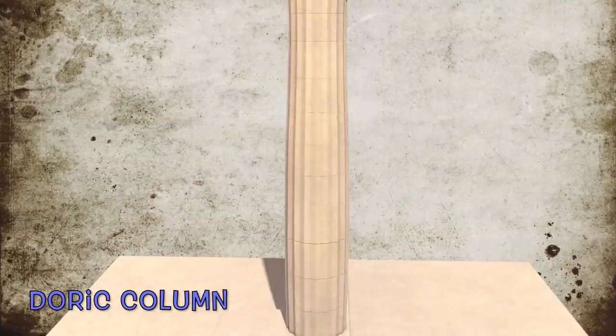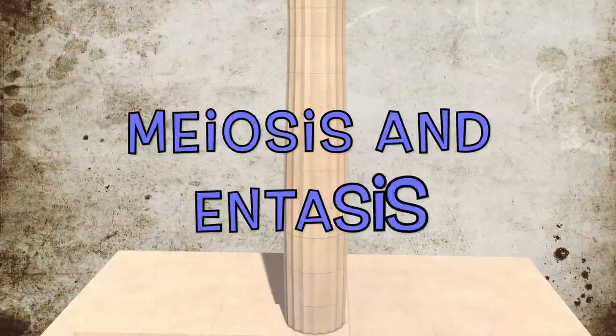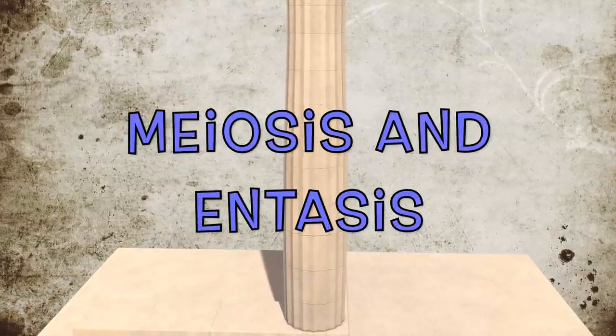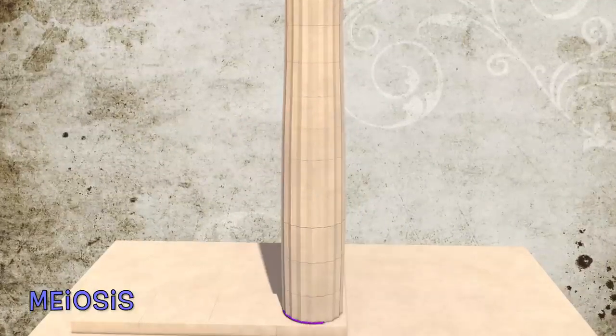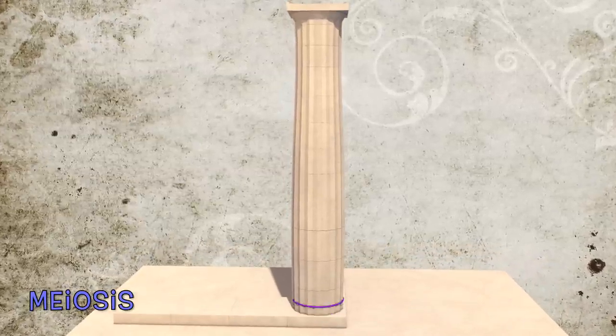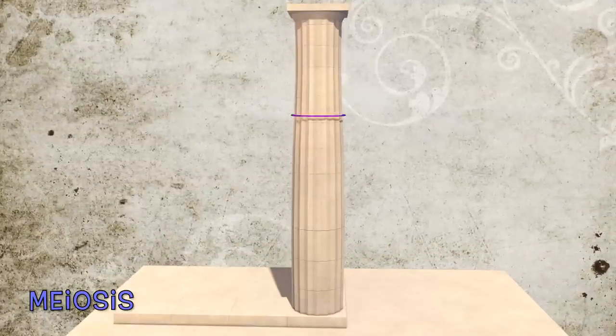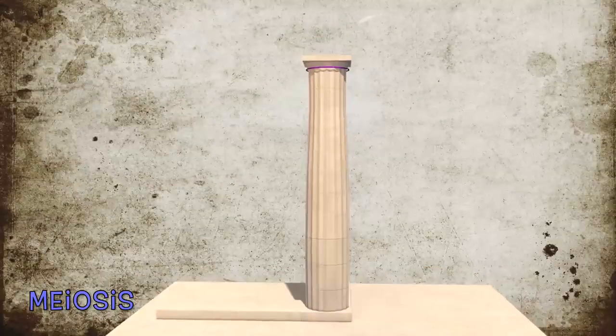The shape of each of the Parthenon's columns had two unique characteristics, the meiosis and the entasis. Meiosis is the narrowing of the column from the bottom up. As a result, the diameter of the highest drum was smaller than that of the first one. This meiosis followed a specific curve.